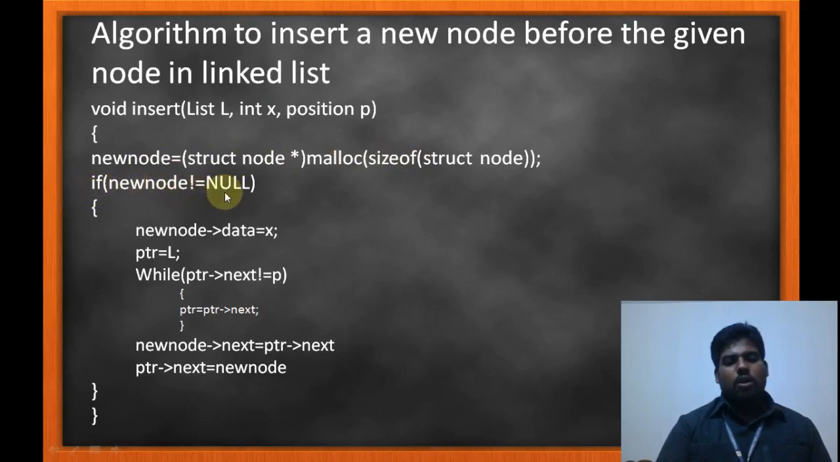If new node not equal to null, this condition is true, means first I assign the value for the data. New node is the structure variable, with the access operator, data equal to x. Then I am assigning ptr equal to L. That means your list starting position will be ptr. Then I am checking the condition while ptr next not equal to position. The meaning is, till it reaches before the position, the while loop will be true.